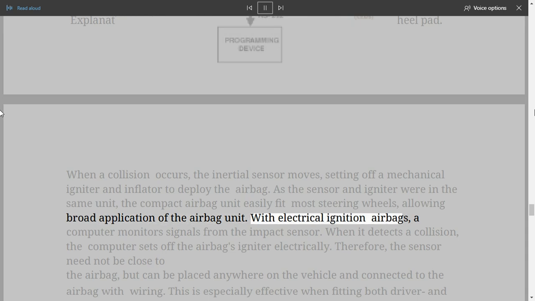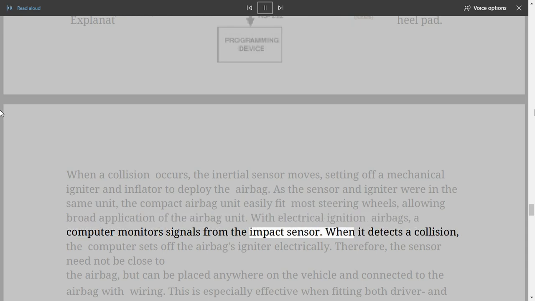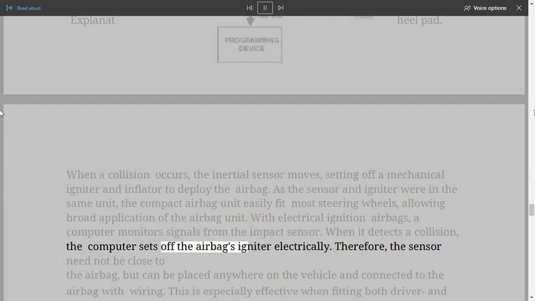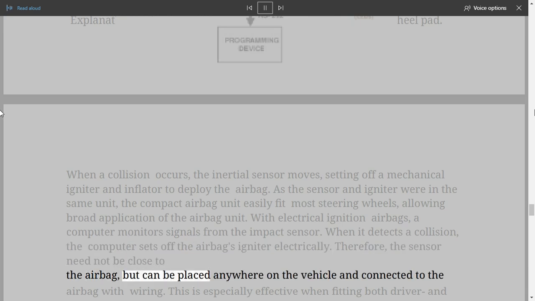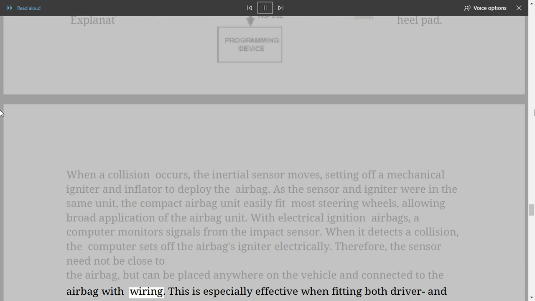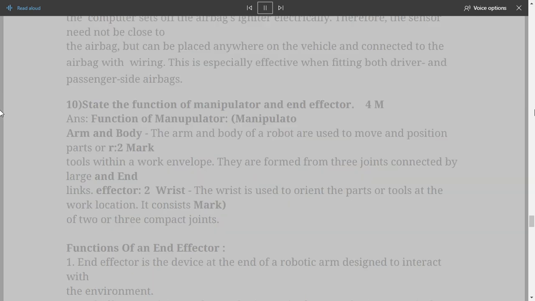With electrical ignition airbags, a computer monitors signals from the impact sensor. When it detects a collision, the computer sets off the airbag's igniter electrically. Therefore, the sensor need not be close to the airbag, but can be placed anywhere on the vehicle and connected to the airbag with wiring. This is especially effective when fitting both driver and passenger side airbags.